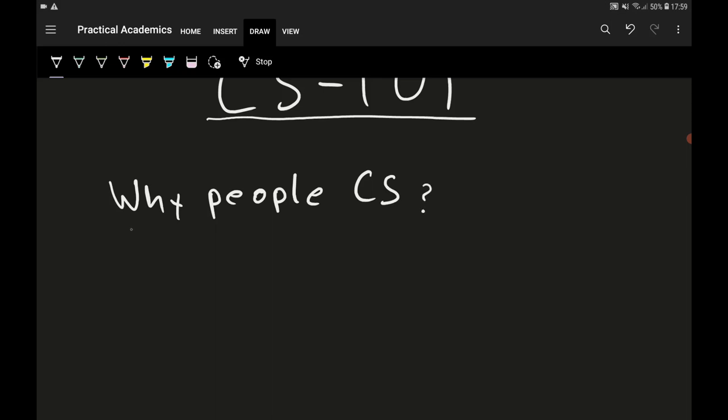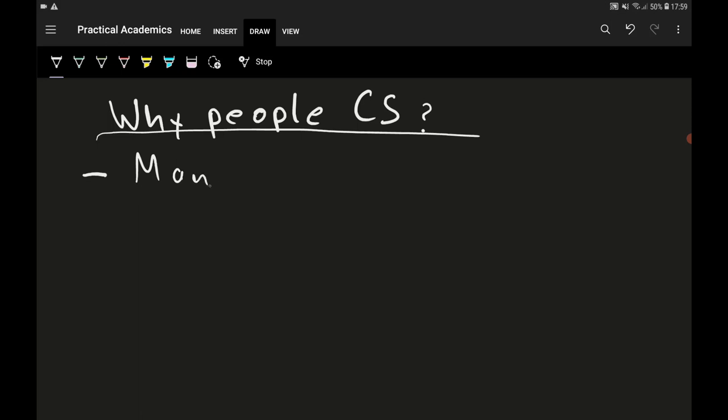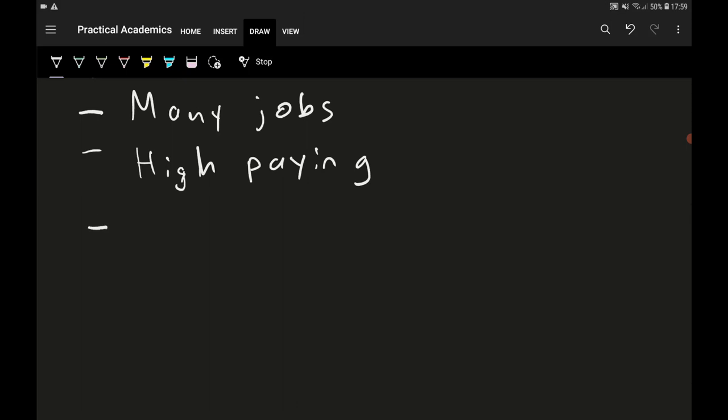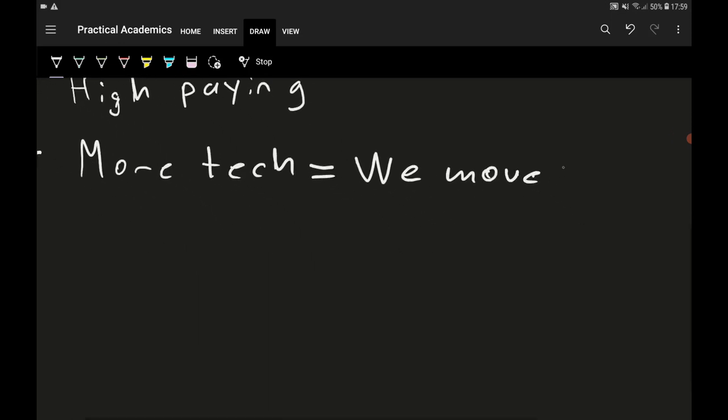This is one of my favorite questions that I ask a lot of my peers and my friends, and the answers I get usually are that there are many jobs in the CS field. The jobs are high paying. Or a more common answer is that society is moving towards more technology, so it makes sense that we move towards technology. Well, that's very fair as well.